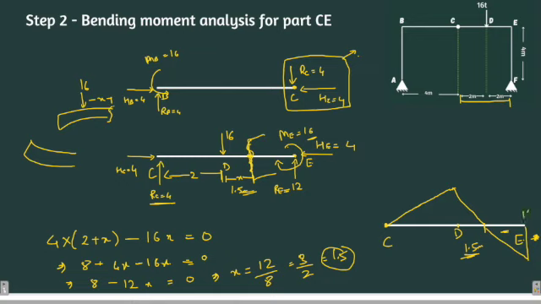And at point D, how much will be the moment? At point D, the moment will be 4 into 2, it is 8 units. So 8 will be positive and this is negative. Positive means there is a compression on the top fiber, and negative means there is a tension on the top fiber.